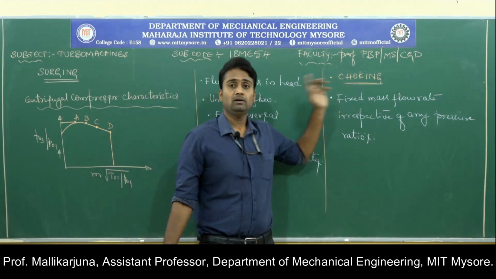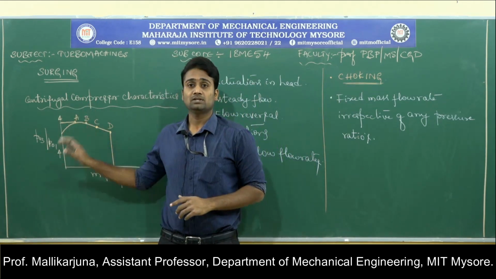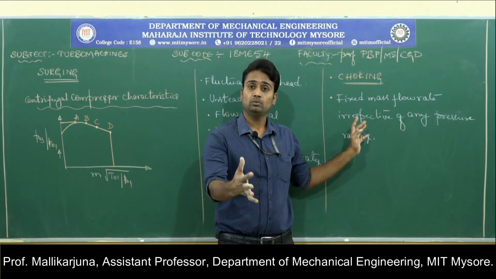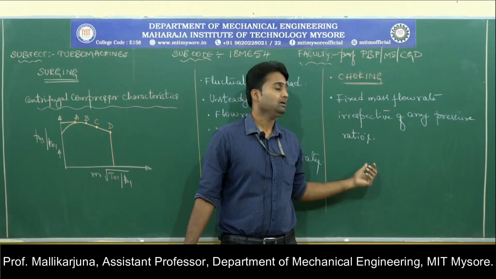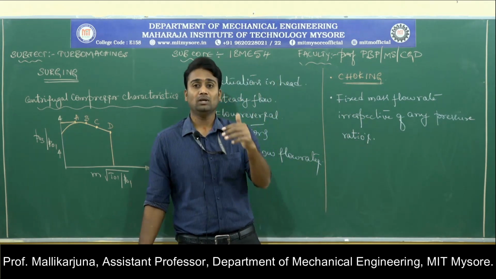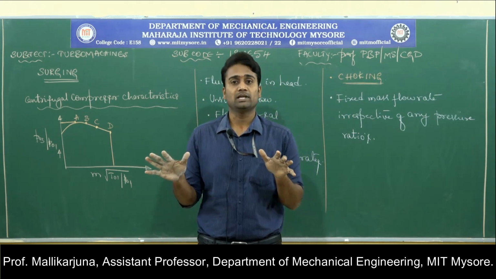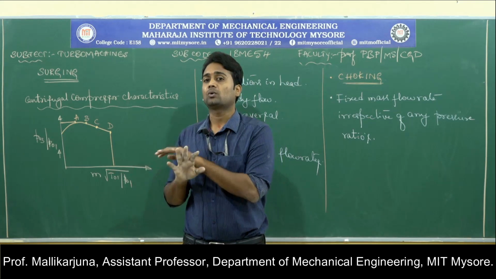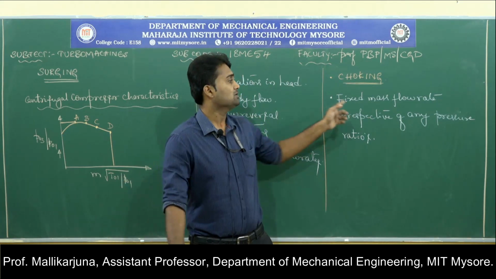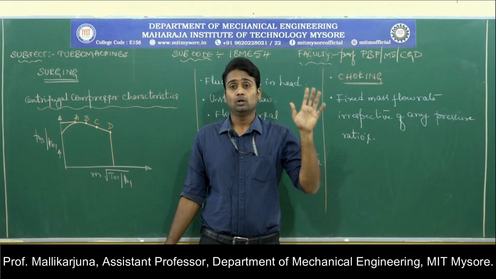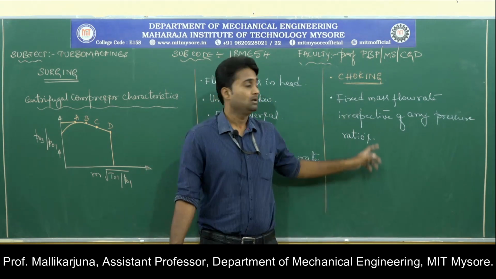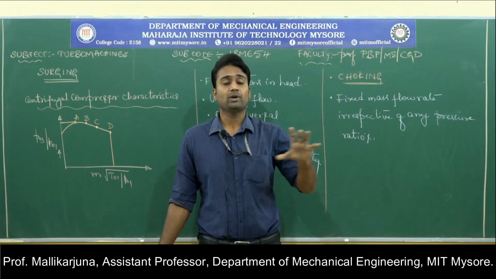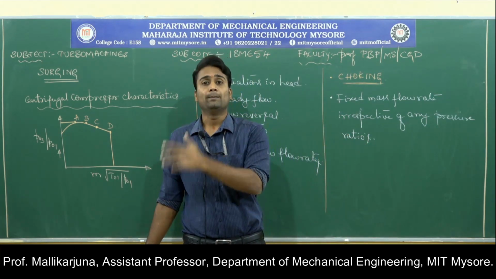Next thing is choking. I will take the example of the same sketch. Here choking means a fixed mass flow rate is going to occur irrespective of any pressure ratio. Once a certain pressure ratio has been reached, beyond that pressure ratio the mass flow rate is not going to vary. The fixed mass flow rate is going to happen through the centrifugal passage irrespective of any pressure ratio.